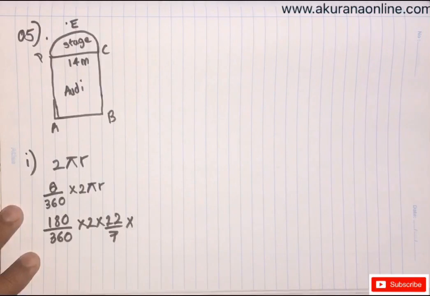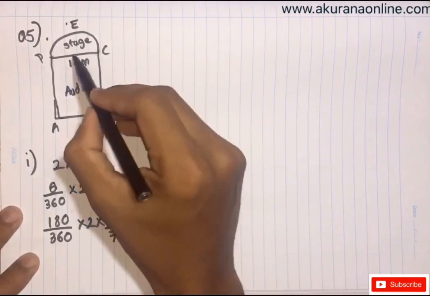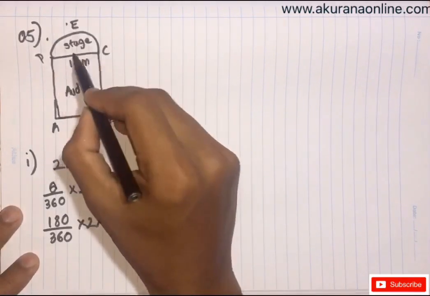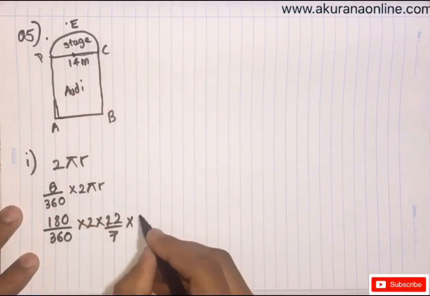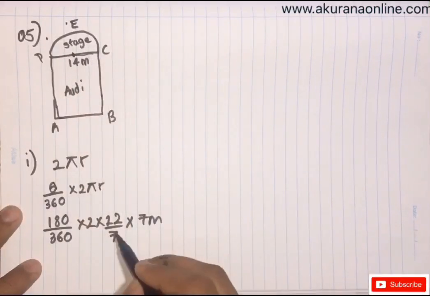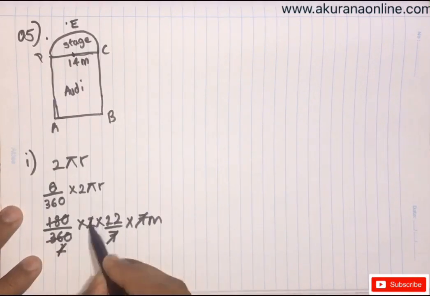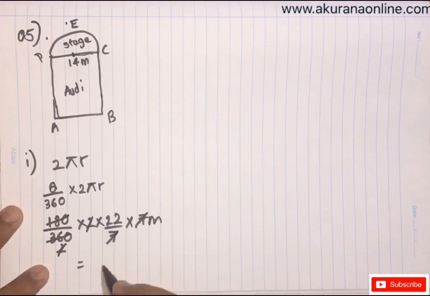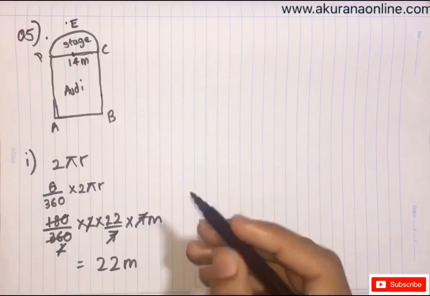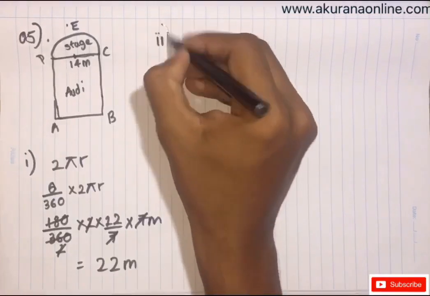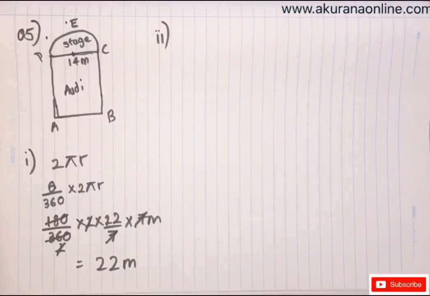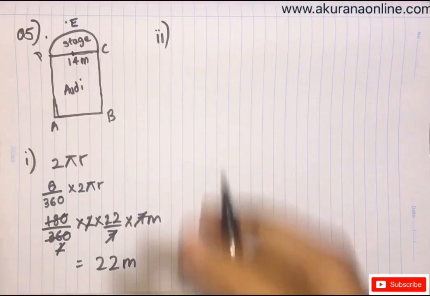How much is the radius? Radius is not 14. Radius, if you take the semicircle, it is from this midpoint to this. That is equal to 7 meters. Now let us simplify this. 7 and 7 will cancel off. How many 180s are in 360? 2. 2 and 2 will cancel off. Answer is, finally you have 22 meters. The length of DEC is equal to 22 meters. Okay, second part. Find the area of the floor on which the stage is built. Okay, now you have to find the area.